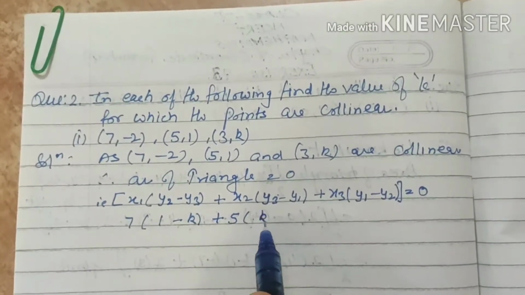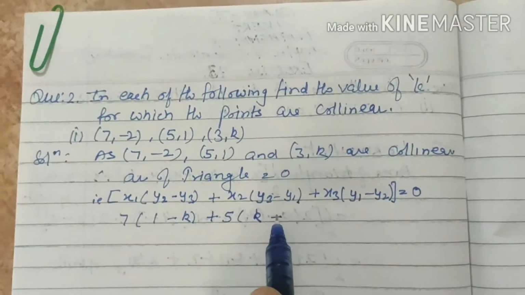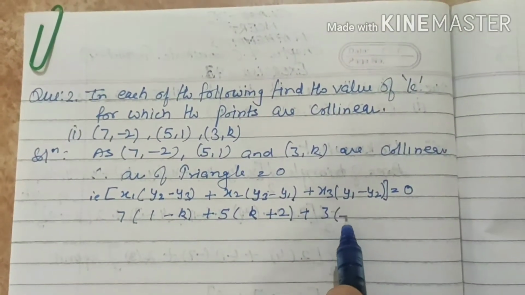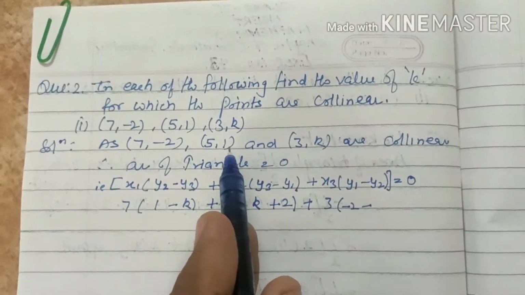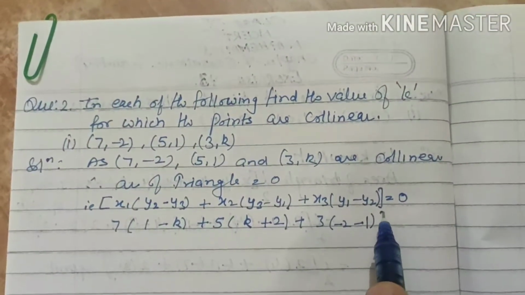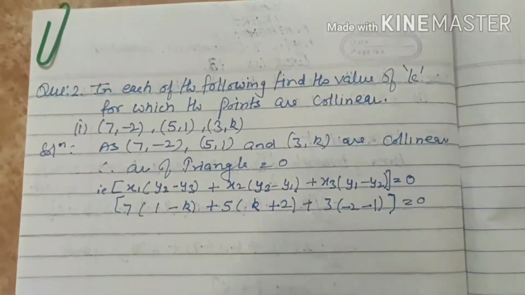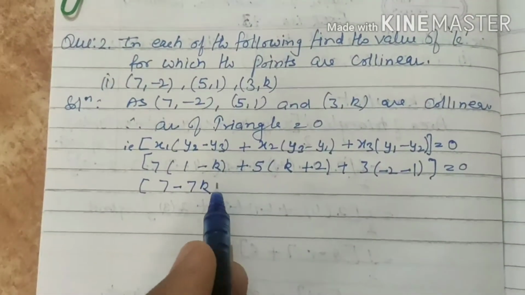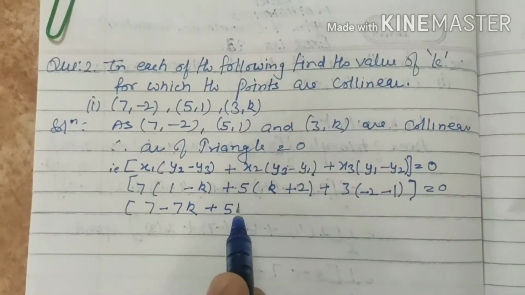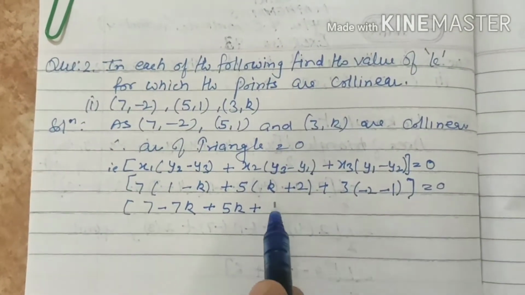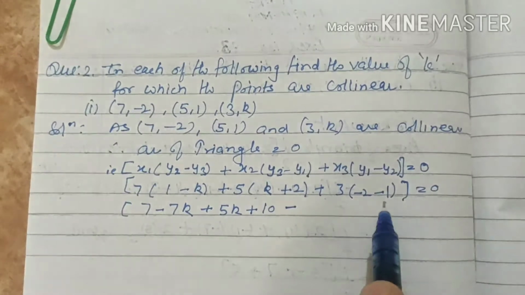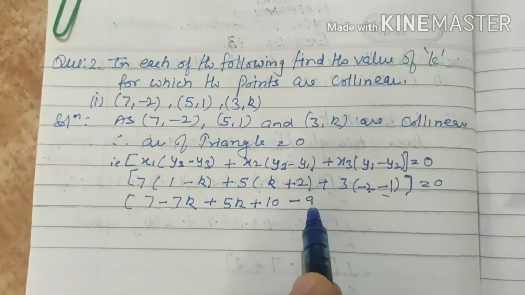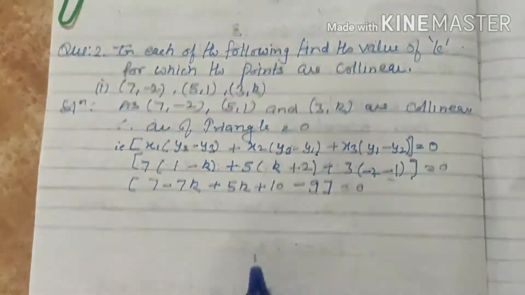Y3 we have as k, minus y1 as minus of 2, so this becomes plus 2, plus x3 we have as 3, and y1 we have as minus 2, and y2 is 1. So this will be 7 minus 7k plus 5k plus 10 minus 2 minus 1 becomes minus 3, minus 3 into 3 becomes minus 9 equals to 0.